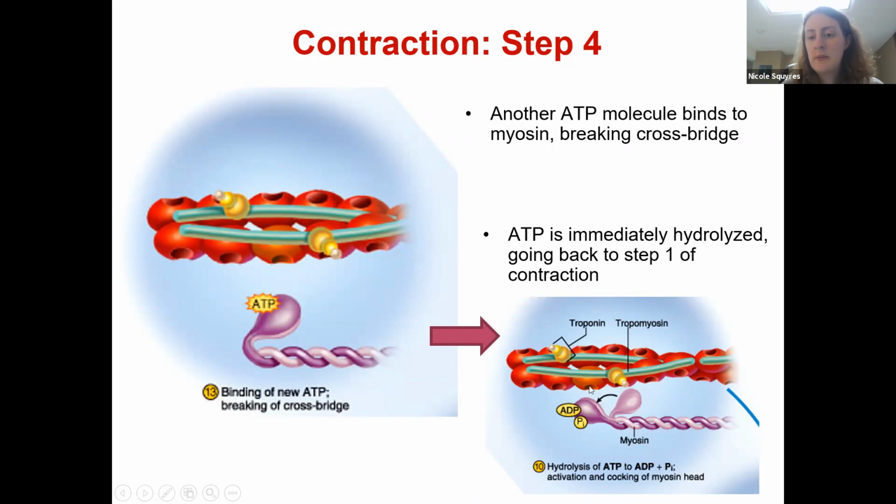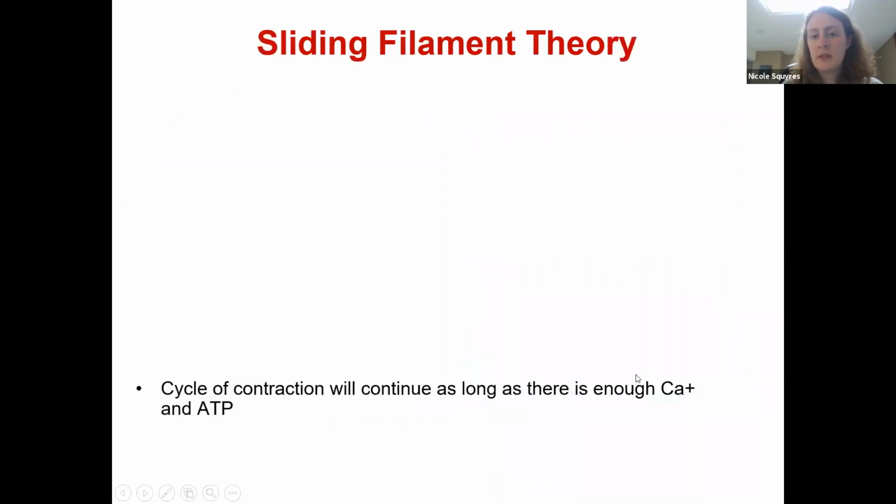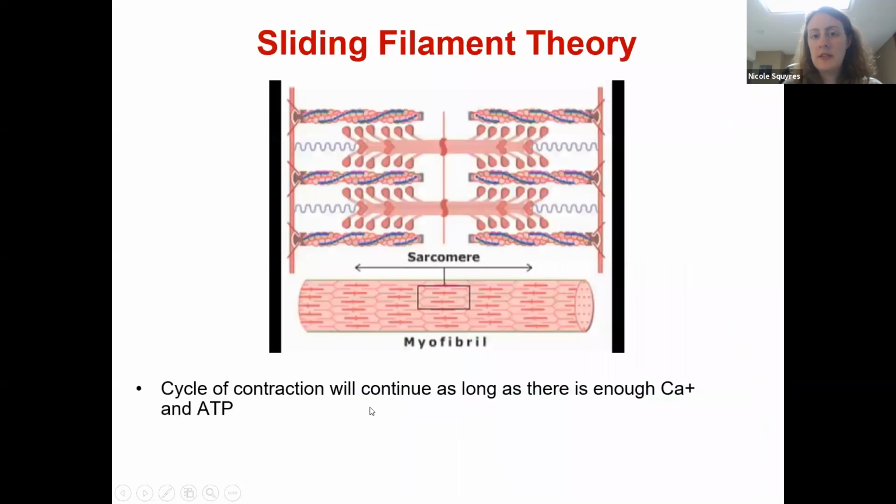Okay, and from there it's going to be able to form another cross bridge and then flex, pulling the thin filament further, right? And so you can imagine that each myosin head, as long as there is enough calcium and enough ATP, is just going to be continuously going through this cycle. Okay, so the cycle of contraction will continue as long as there's enough calcium and enough ATP.